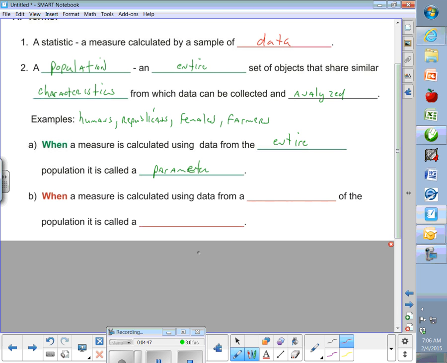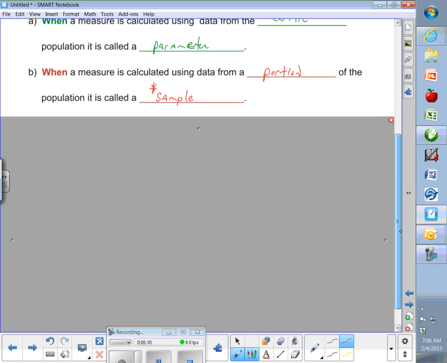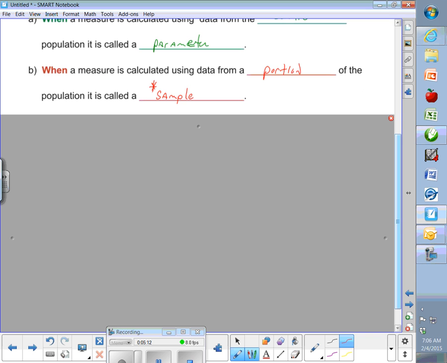B, when a measure is calculated using data from a portion of the population, it is called a sample. Okay, and that's important, a sample. You'll hear this term a lot with political campaigns and polling data from political campaigns, and they'll talk about the sample size and things like that. In other words, something like this.